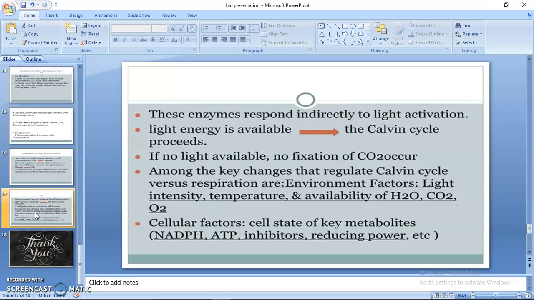Among the key factors that regulate Calvin cycle versus respiration are environmental factors like light intensity, temperature, and availability of hydrogen, carbon dioxide and oxygen. Cellular factors that affect it are the state of key metabolites, NADPH, ATP, inhibitors, reducing power, etc.